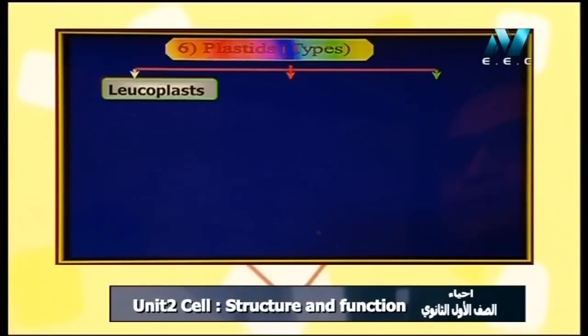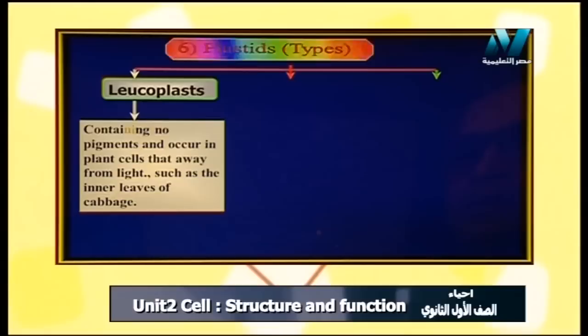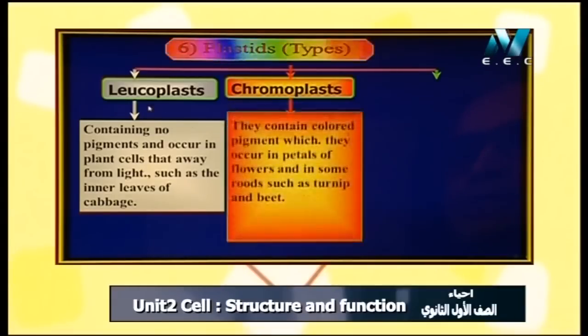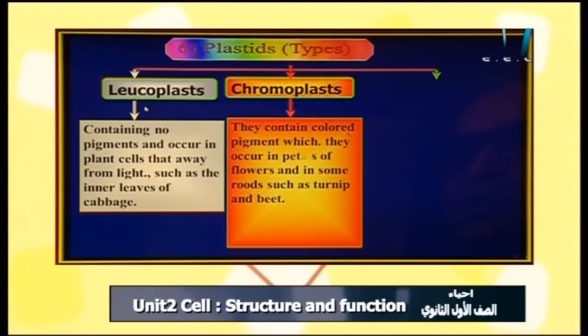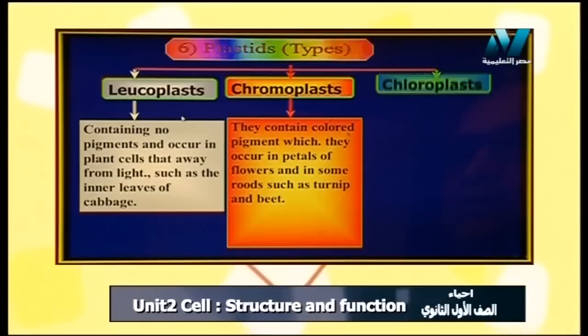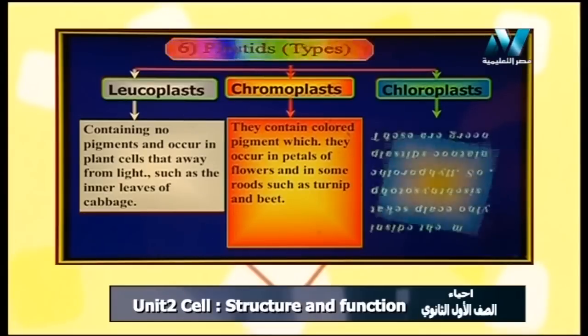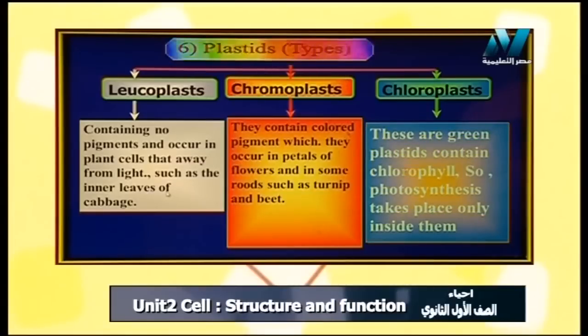Number six is plastids. The plastids are of three types: leucoplast, chromoplast and chloroplast. Leuco means colorless, so it contains no pigments, and occurs in the plant cells that are away from the light, such as the inner leaves of the cabbage.